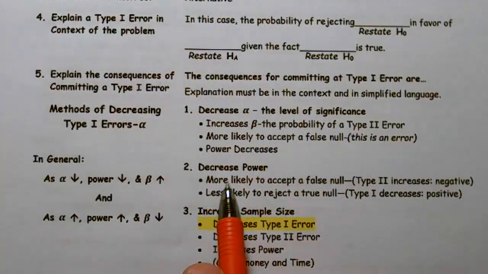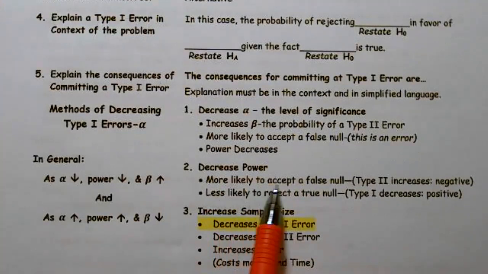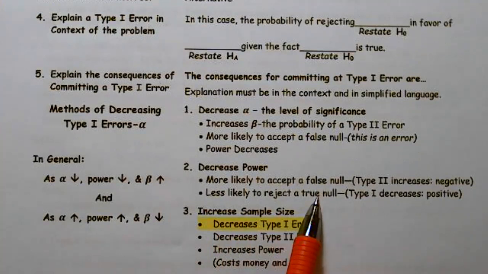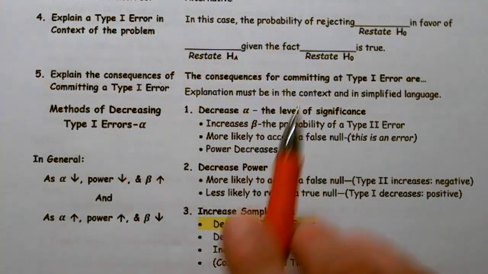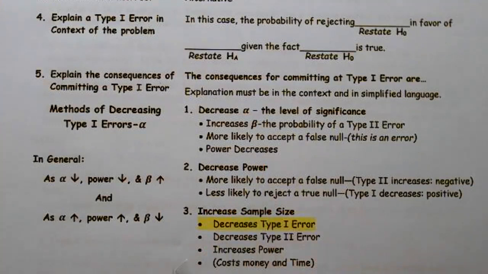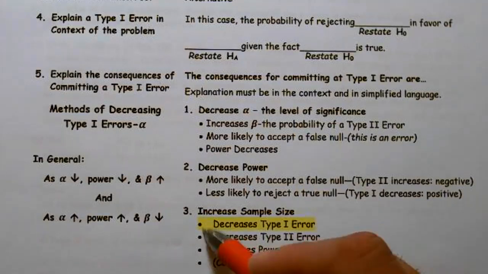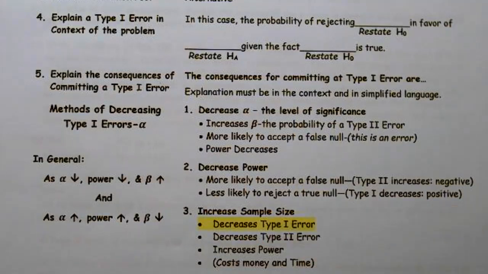We can decrease power, more likely to accept a false null, less likely to reject a true null. All of these are methods of decreasing type 1. And 3, increase sample size. That decreases type 2 or increases power, but costs money and time. Truthfully, increasing sample size does not really help with type 1 errors, so we're probably better off just scratching that out. That's why I have it highlighted.